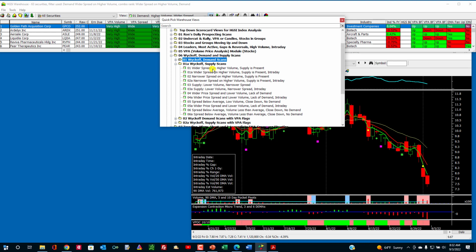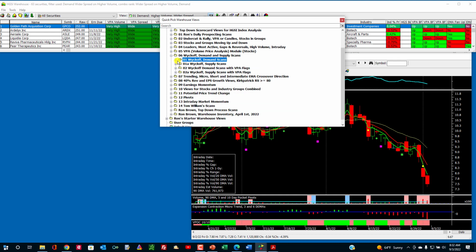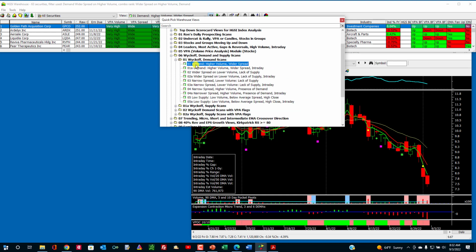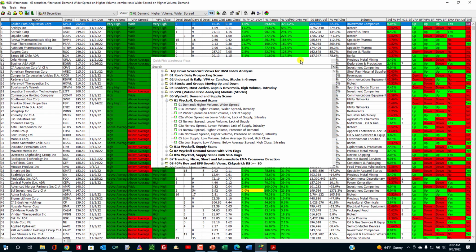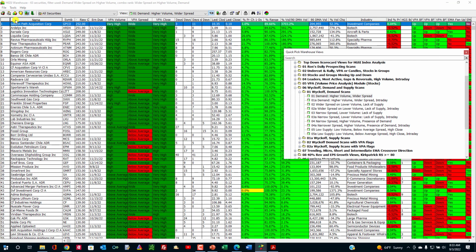So supply, wider spread on higher volume, supply is present, and I'll start with this one, demand, higher volume, wider spread. So I'll click on that, and you can see that it transfers through to the warehouse. I'm going to open this up, and looking at all securities, even though yesterday was a rotten day in the market, like we've seen so many recently, there are several stocks that were in high demand.